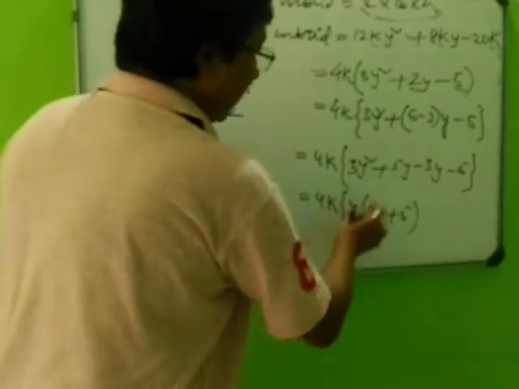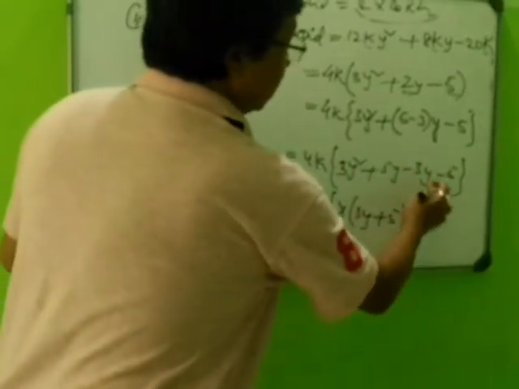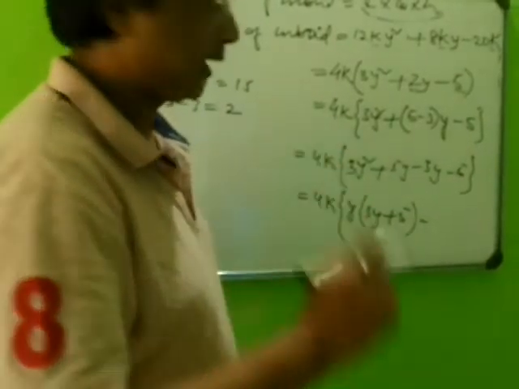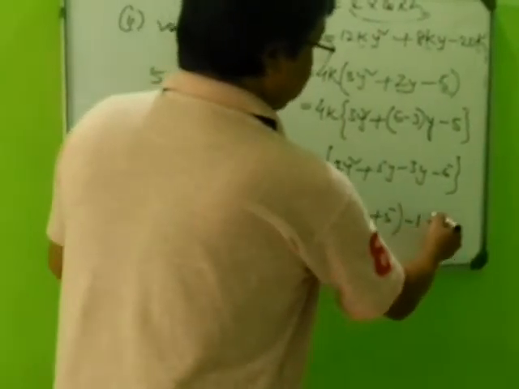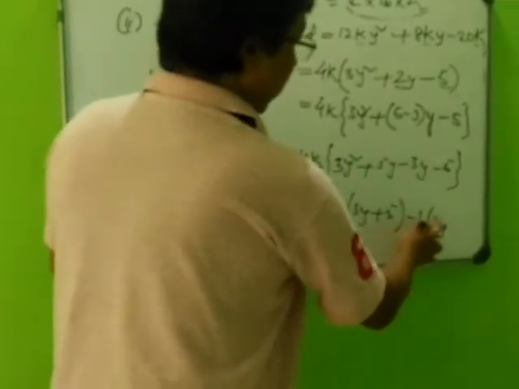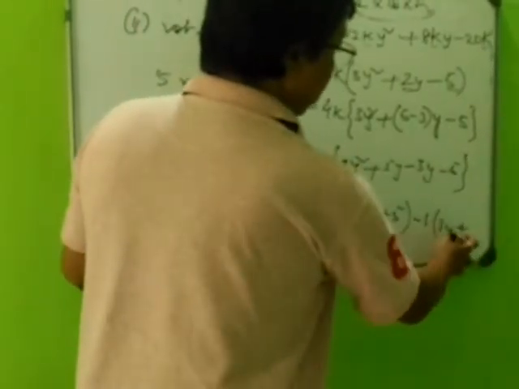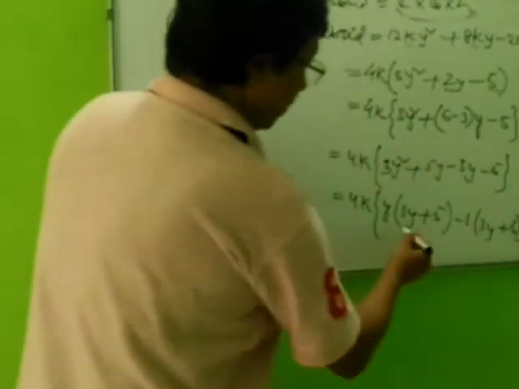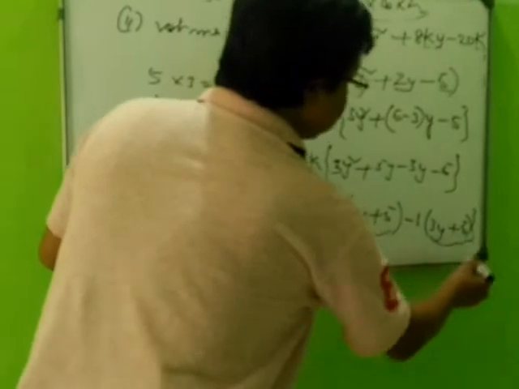5 into y, 5y minus. There is no common factor between 3y and 5, so you will take 1. So it will be 1. 1 into 3y, 3y. Minus into plus, minus. 1 into 5, it will be 5. So you have got a common factor 3y plus 5.